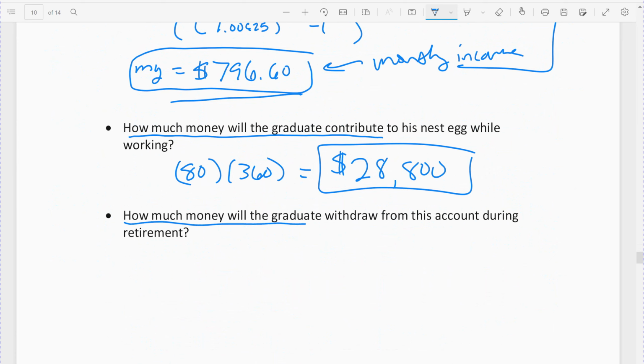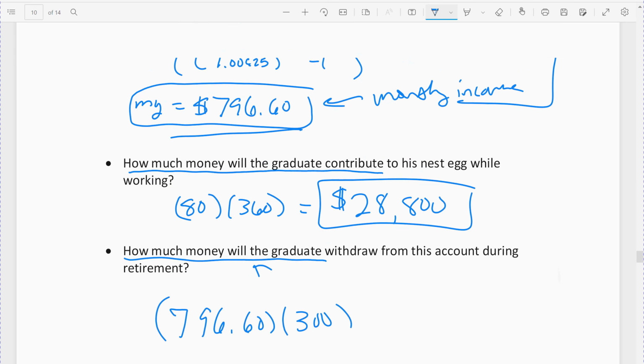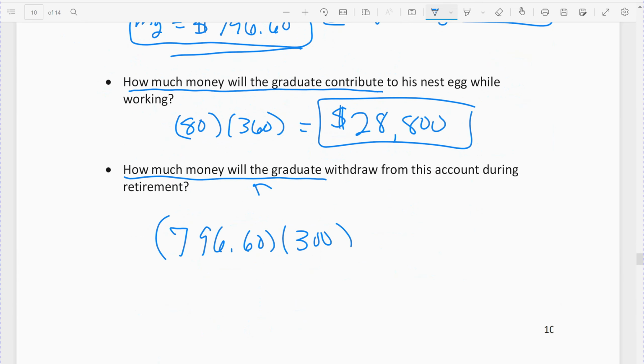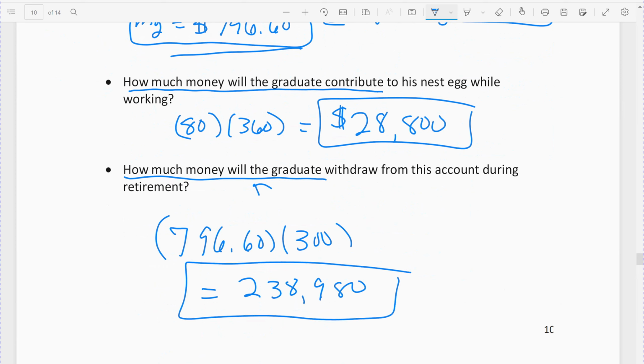How much will they withdraw? All right, so again, that's how much they invested. We want to know, well, how much will they actually get when they retire? Well, they get $796.60 300 times, right? So this T here is 300. Again, it's 100 times what they invested. Right? That's how the accumulated interest rate works.